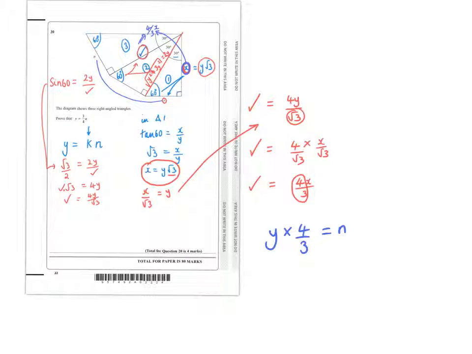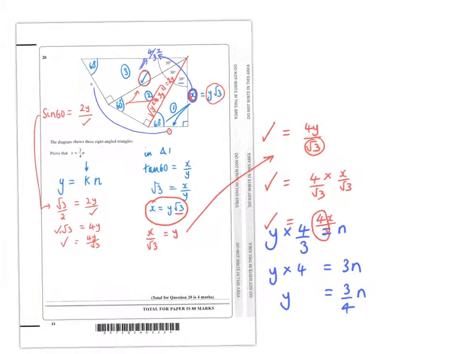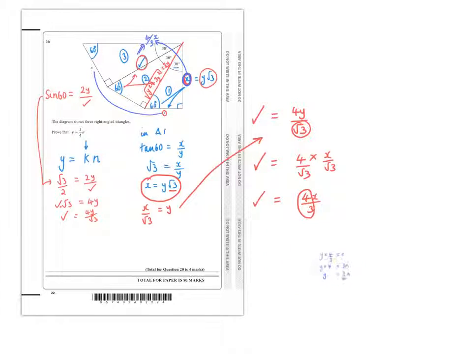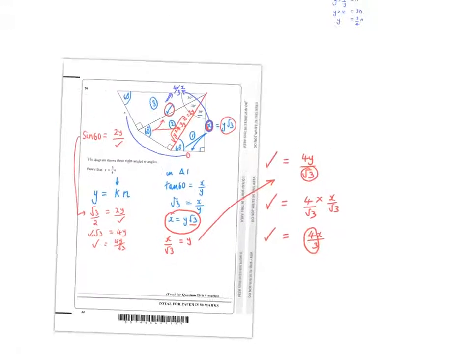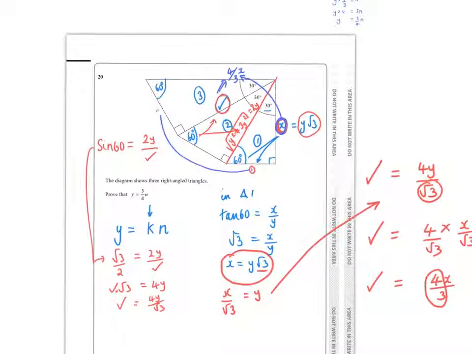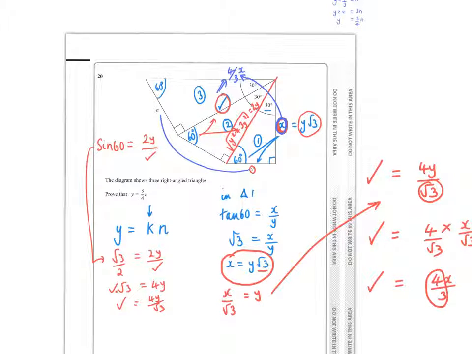Does that work? So y times 4/3 equals n. Well, let's get that as y on its own. So let's times both sides by 3 and divide both sides by 4. So yes, y is 3/4 n. So I don't think I explained that in the best way possible, really. I think if I was to do that again, I would probably use sine and cosine instead.